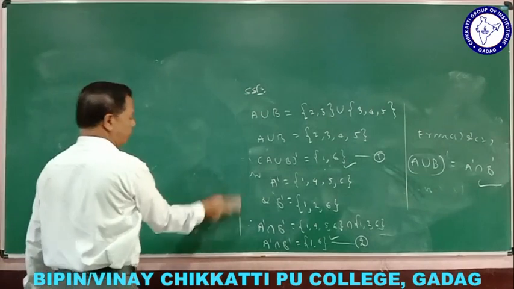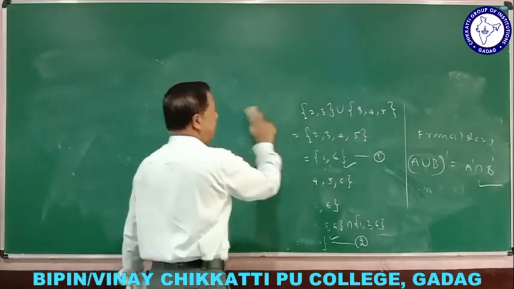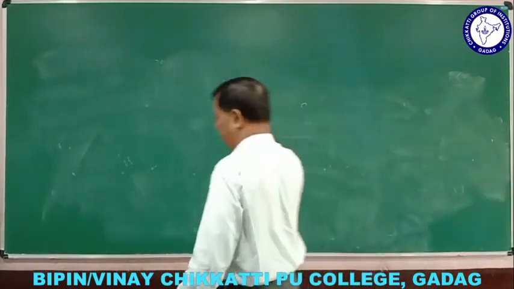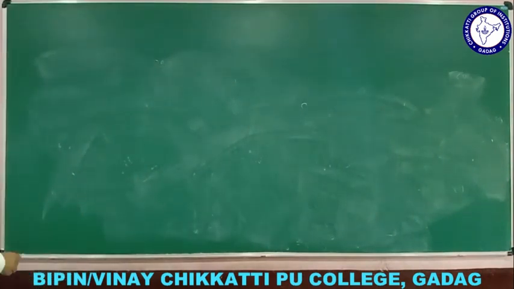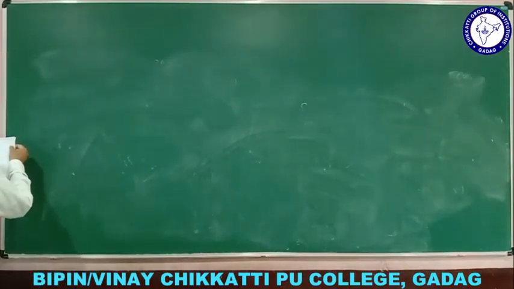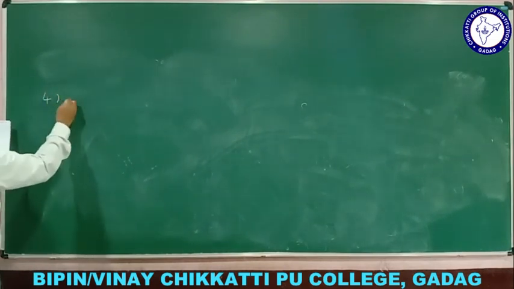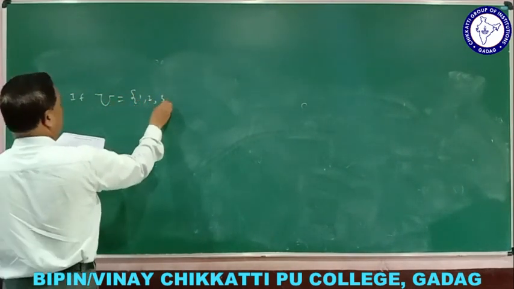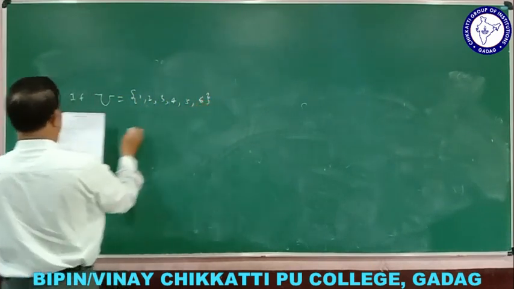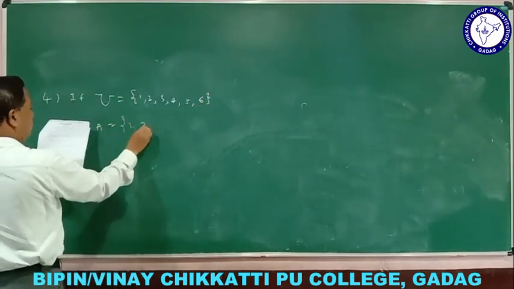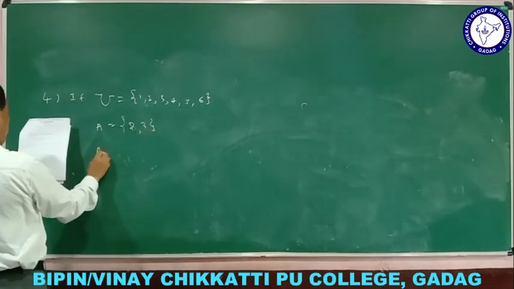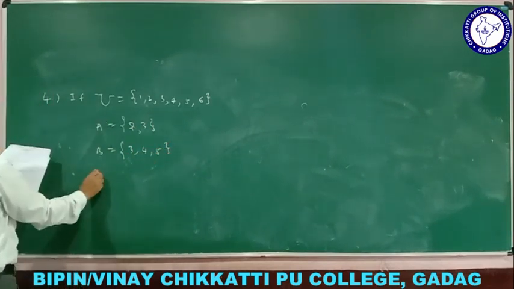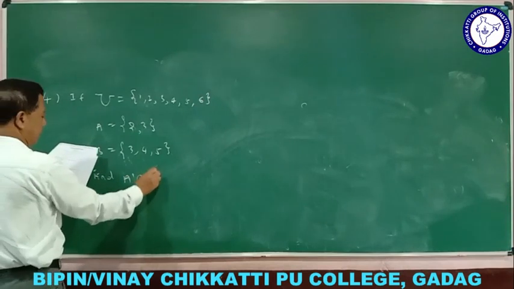Now I am going to write the fourth problem, and you see how that can be answered. You try these problems at home when I am sending all these problems to you. Next question is the fourth one. If U, the universal set, equals 1, 2, 3, 4, 5, 6, and A is equal to 2, 3, and B is equal to 3, 4, 5, find A dash intersection B dash.